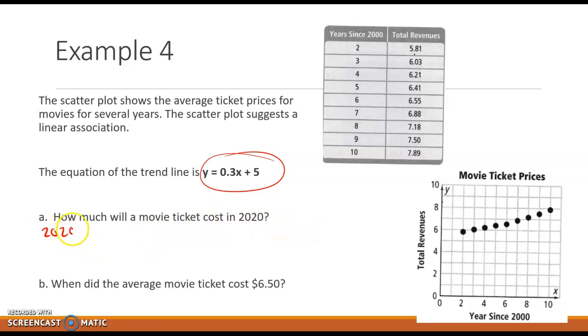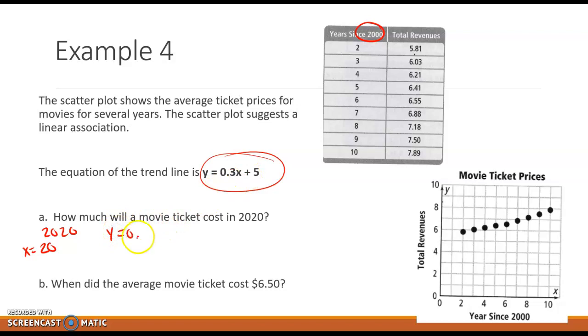So 2020 is 20 years since 2000. And I know that's years since 2000, right? You guys have it easy. I was having to work with like 1980, 1970, and I had to do subtraction to figure mine out. Yours all start from 2000, and so it's whatever number comes after it. 20 years. So then we're going to plug into this equation.